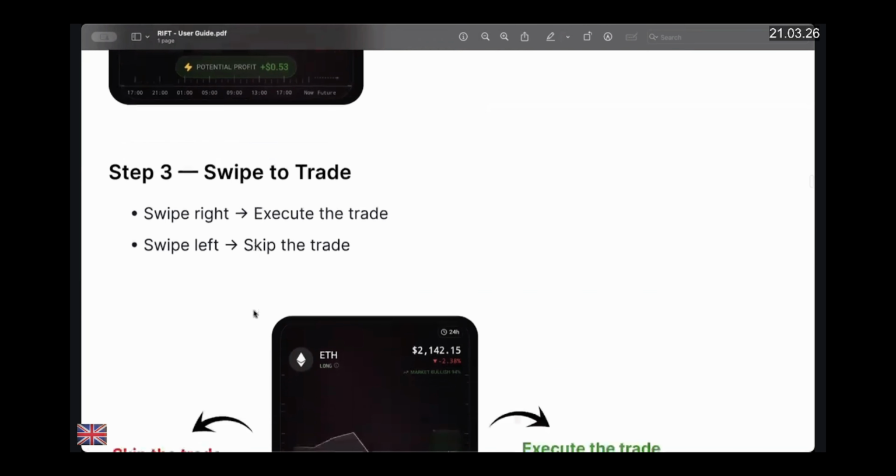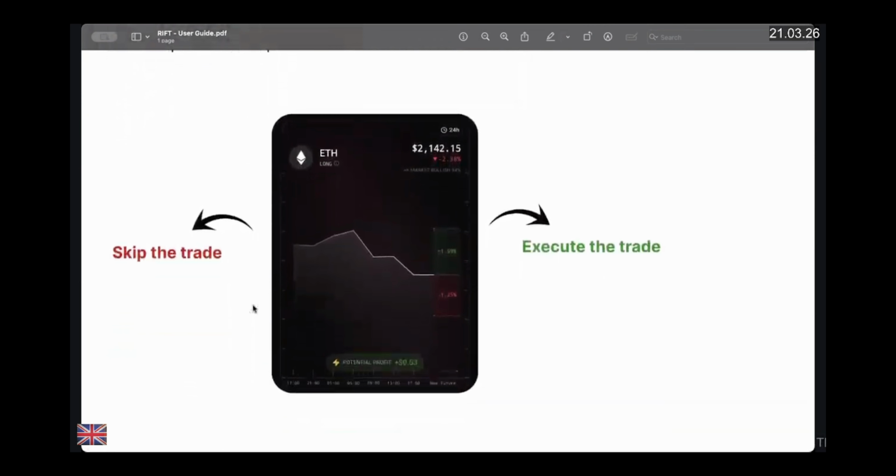This is how these cards work, and you execute a trade by swiping the card either to the right or to the left. When you swipe the card to the left, the trade is skipped and the next opportunity card is presented to you. If you swipe right, that means you execute the trade with lightning mode or without lightning mode. With lightning mode, it's simply executed instantly, and if lightning mode is enabled, then you don't see the detailed trading window.